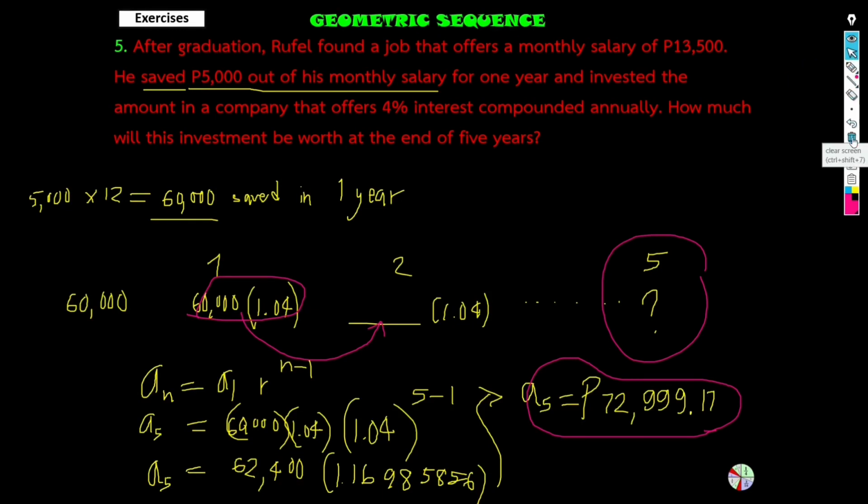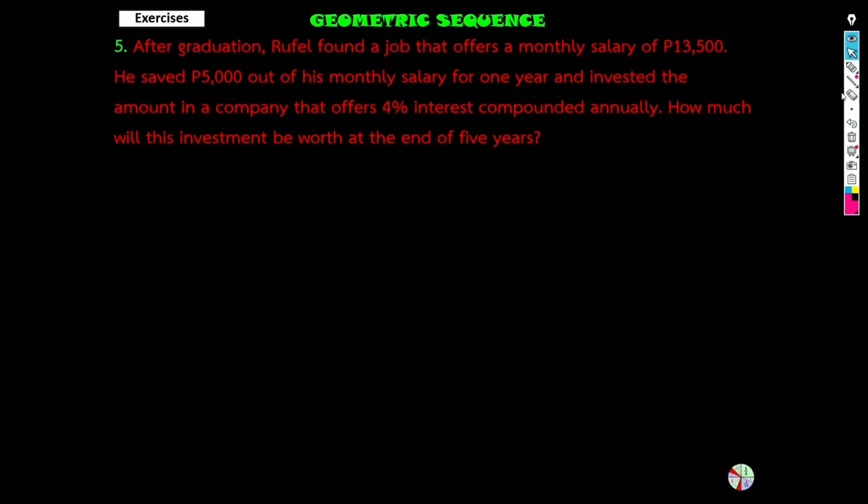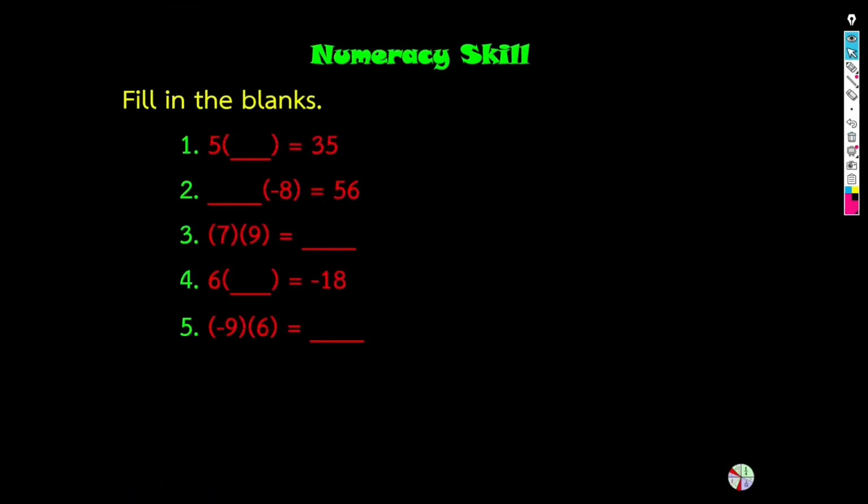We're finished with the 5 questions for the geometric sequence. We will now go to the numeracy skill. Let's solve for this. 5 times a blank is equals to 35. So the blank is equals to 35 divided by 5, which is equals to 7. So the answer here is 7.